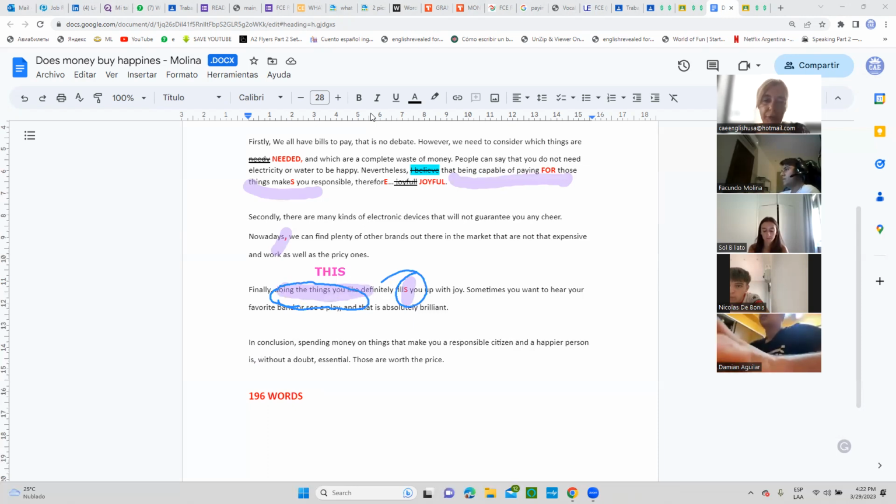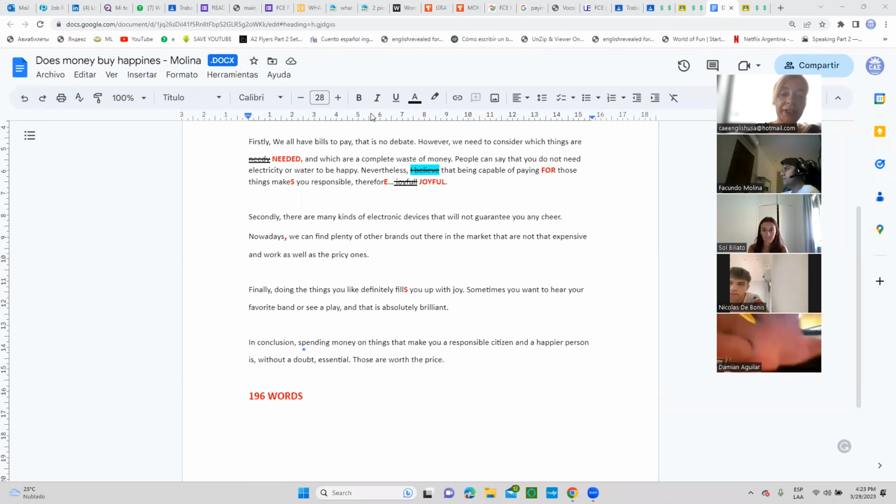Sometimes you want to hear your favorite band or see a play, and that is absolutely brilliant. In conclusion, spending money on things that make you a responsible citizen and a happier person is, without a doubt, essential. Those are worth the price. Okay, great. I liked without a doubt. This is great, without a doubt.